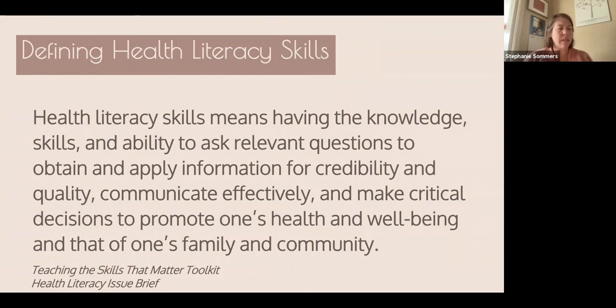Health literacy skills means having the knowledge, skills, and ability to ask relevant questions, to obtain and apply information for credibility and quality, communicate effectively, and make critical decisions to promote one's health and well-being and that of one's family and community.